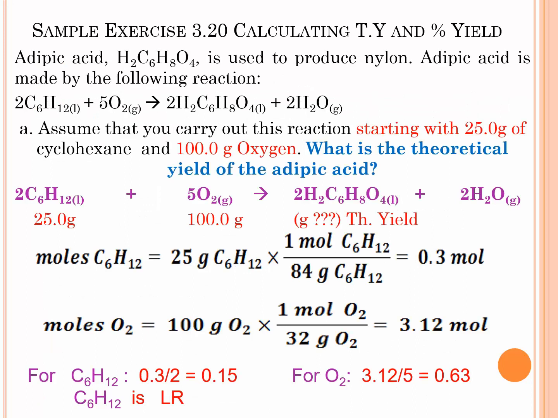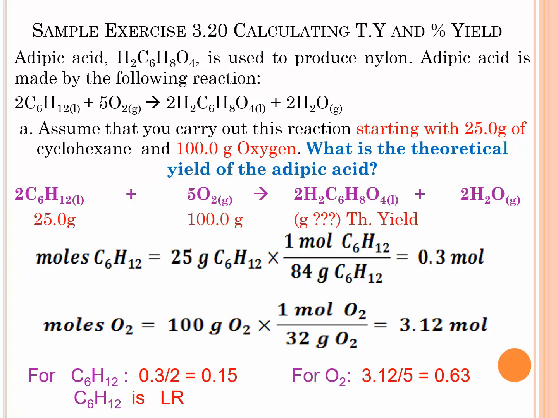And here is a sample exercise calculating theoretical yield and percent yield. From this balanced equation, adipic acid is formed by the oxidation of cyclohexane, as given in this equation. Assume that you carry out this reaction starting with 25 grams of cyclohexane and 100 grams of oxygen. What is the theoretical yield of adipic acid?